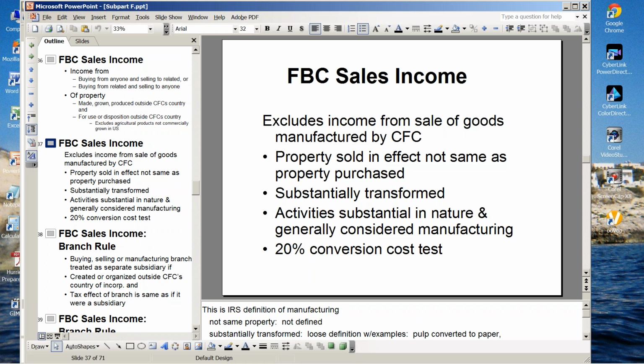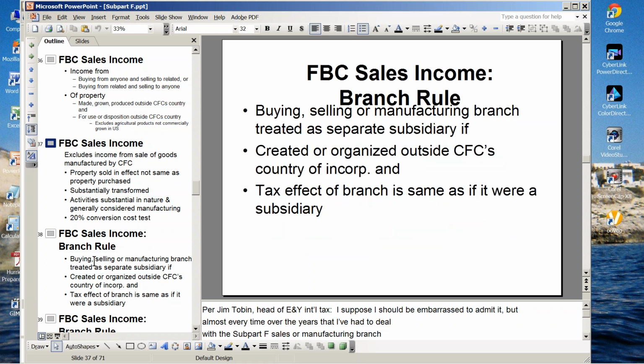The question was, how about if it's buying from an unrelated party? This was buying from a China affiliate and selling to an unrelated party. So this is clearly Subpart F income in this question. There's an exception to this buying and selling called the branch rule. And before we get to talking about the branch rule, I think some background on non-US law may be very helpful for you.